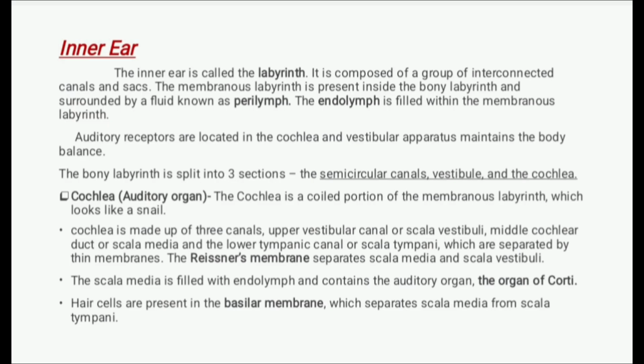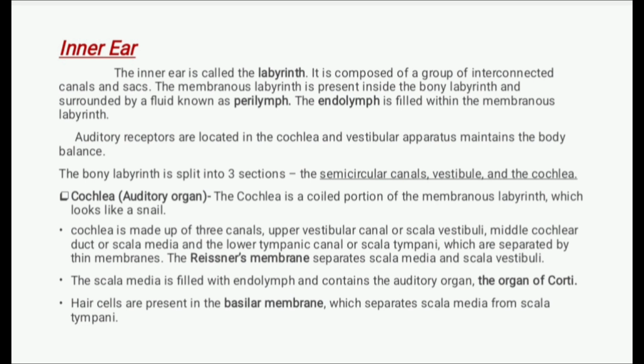Next, coming to the inner ear. The inner ear is also called the labyrinth, and it is composed of a group of interconnected canals and sacs. The membranous labyrinth is present inside the bony labyrinth and surrounded by a fluid known as perilymph. The endolymph is filled within the membranous labyrinth. Auditory receptors are located in the cochlea, and the vestibular apparatus maintains the body balance. This bony labyrinth or inner ear is split into three sections. They are semicircular canals, vestibule, and the cochlea.